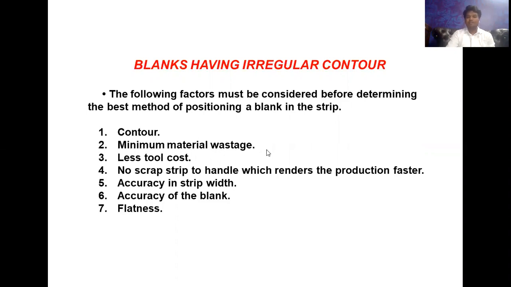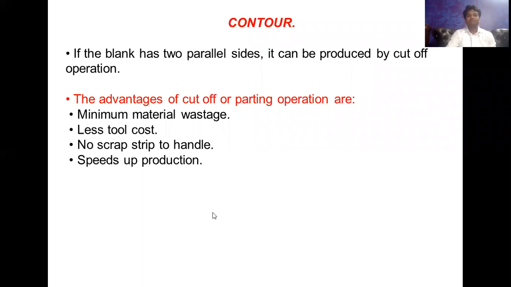Minimal wastage of material: the material should be very minimally wasted. Less tool cost: tool cost should not be very high. No scrap strip to handle, which renders the production faster: the scrap strip should be very much less. Accuracy in strip width: strip width should be very accurate, along with the accuracy of the blank and the flatness. So these are all the factors that we need to consider while choosing the blank.